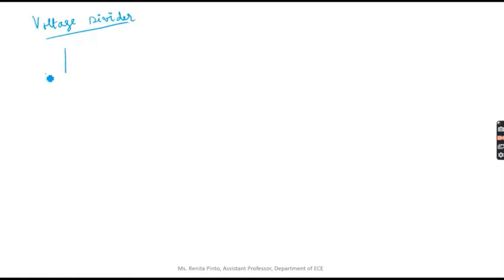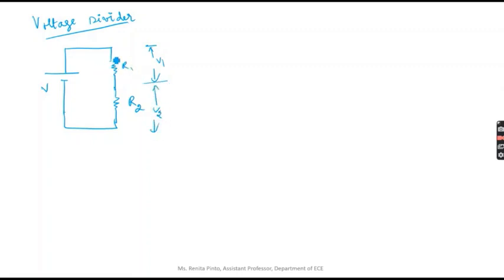Let me take another circuit where I have two resistances in series. So I have R1, I have R2, and this is voltage V, the supply voltage. So I need to find out the voltages. This is V1, say this is V2. Okay, so you know in a series combination of resistances, the current remains the same whereas the voltage will differ, correct? So I have to find out what is V1 and V2, using the voltage divider.